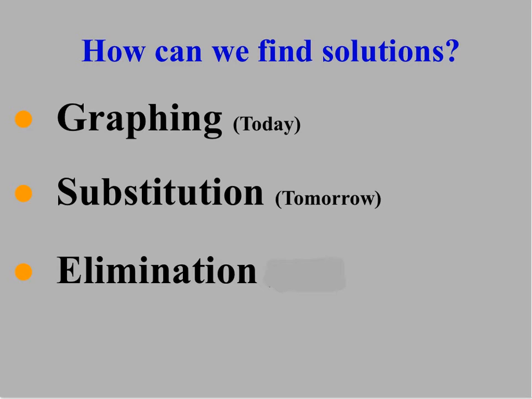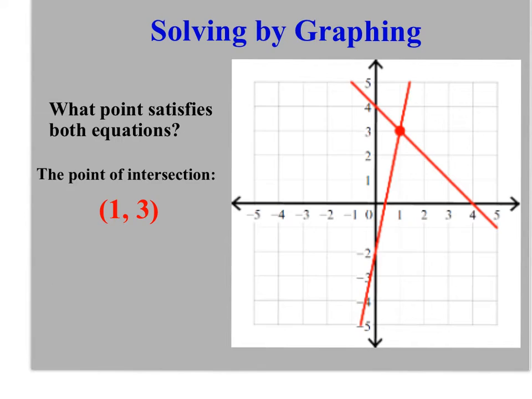So how can we find solutions? Well, there are three common methods. The first method is graphing, which we're going to talk about today. The second method is substitution, which we'll be discussing tomorrow or the next day, depending on how this goes. And the third method is elimination, which we will discuss after substitution.